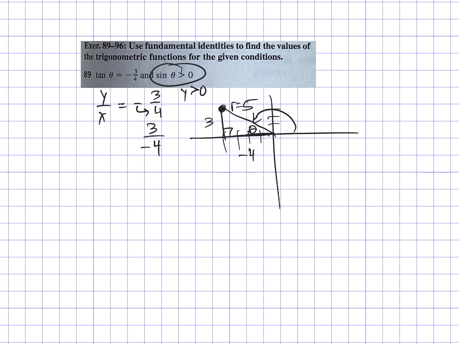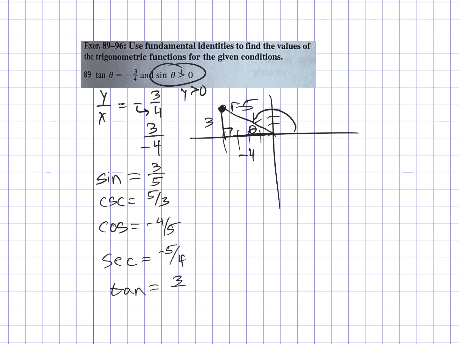Okay, so what do we have? We already have sine. Or no, I'm sorry. We have tangent. The sine is going to be opposite over hypotenuse. And so that means the cosecant is 5/3. And the cosine is going to be adjacent, negative 4 over the hypotenuse. And the secant is negative 5/4. Tangent we already have is negative 3/4, but we know the negative's on the 4, and it doesn't really matter. Cotangent is negative 4/3. All right, moving on.